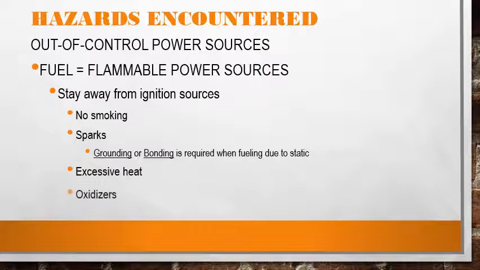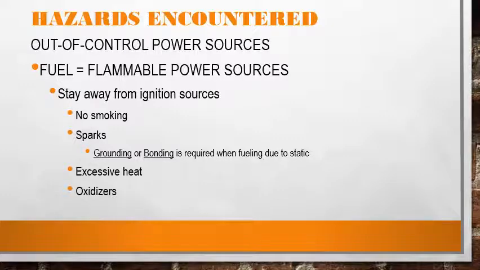Watch out for excessive heat around fuel sources, and be careful with any oxidizers around fuel sources. Using the oxygen on an oxyacetylene torch as pressurized air is extremely dangerous and can cause explosions or ignition.